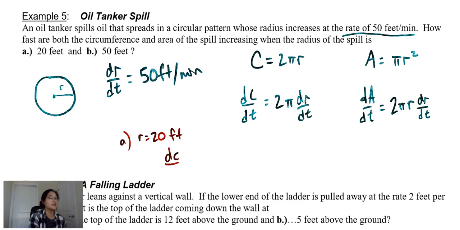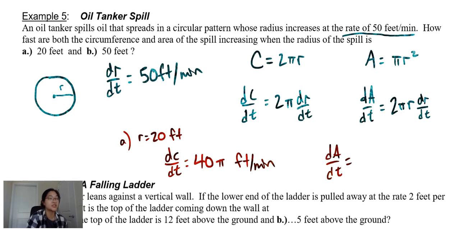So dC/dt equals what? Yep, dC/dt is 40 pi feet per minute. And dA/dt is what? Yeah, we just plug in r. So we got 2 pi r, which is 20. And then dr/dt is 50.